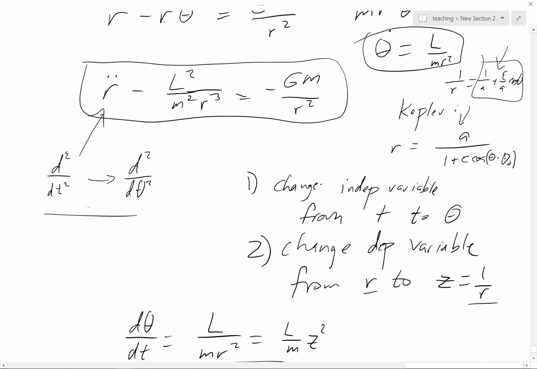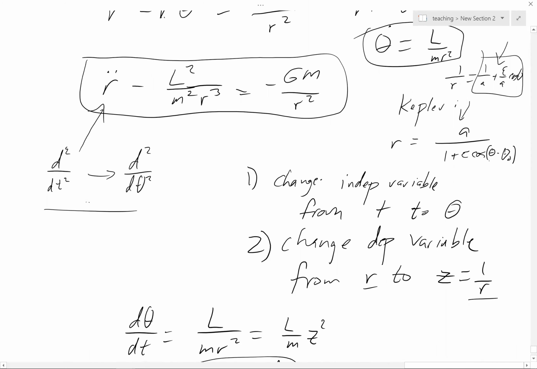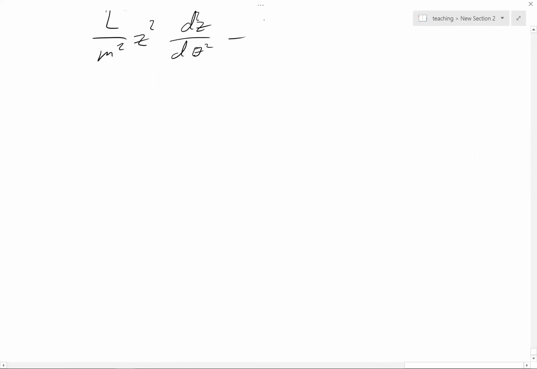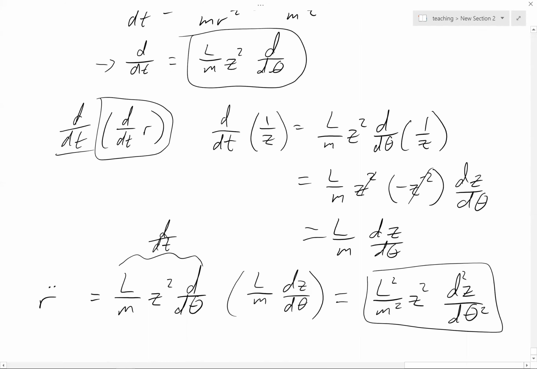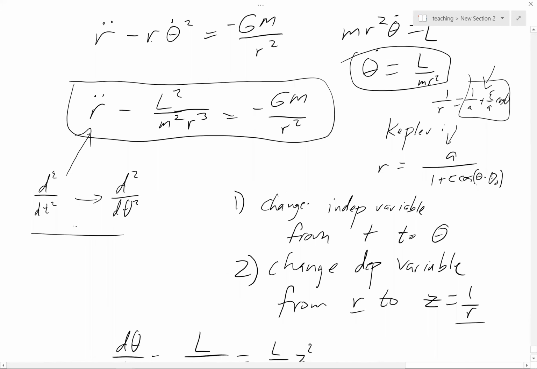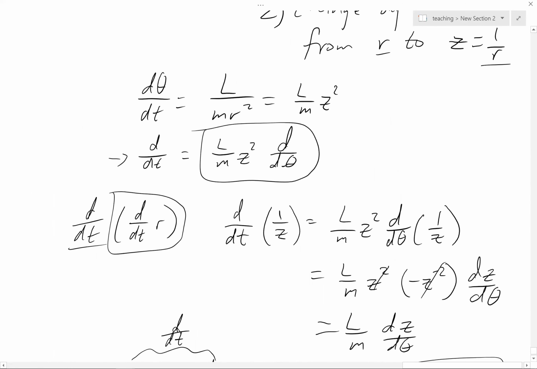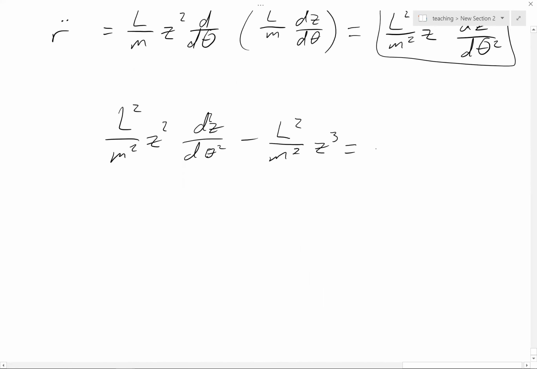Minus L squared over m squared r cubed, L squared over m squared. R cubed on the bottom is the same thing as z cubed on the top. And then same thing, minus gm over r squared. That's minus gm, and then over r squared is the same thing as z squared. And so happily I can cancel a z squared out of the whole thing.